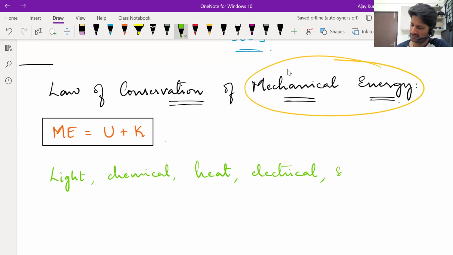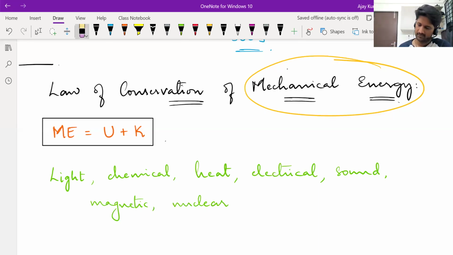Okay. Sound is a form of energy. And magnetic energy is there. Nuclear energy is there. Okay, there are many different forms of energy out there.